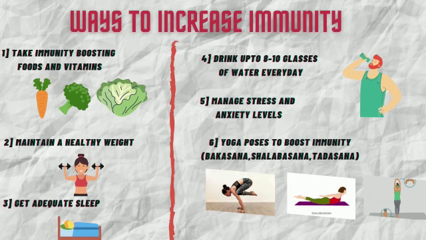Point number 5, there are activities that will help us manage our stress level, which includes meditation, exercise, journaling, and yoga. Point number 6, one of the most effective ways to increase our immunity is to work out in the morning and practice different yoga asanas like Bakasana, Shalbhasana, and Tadasana.